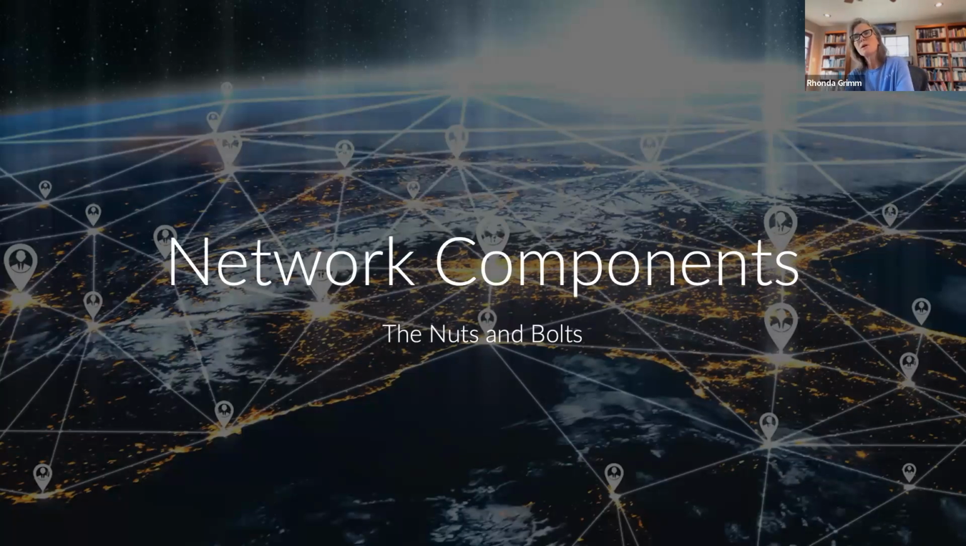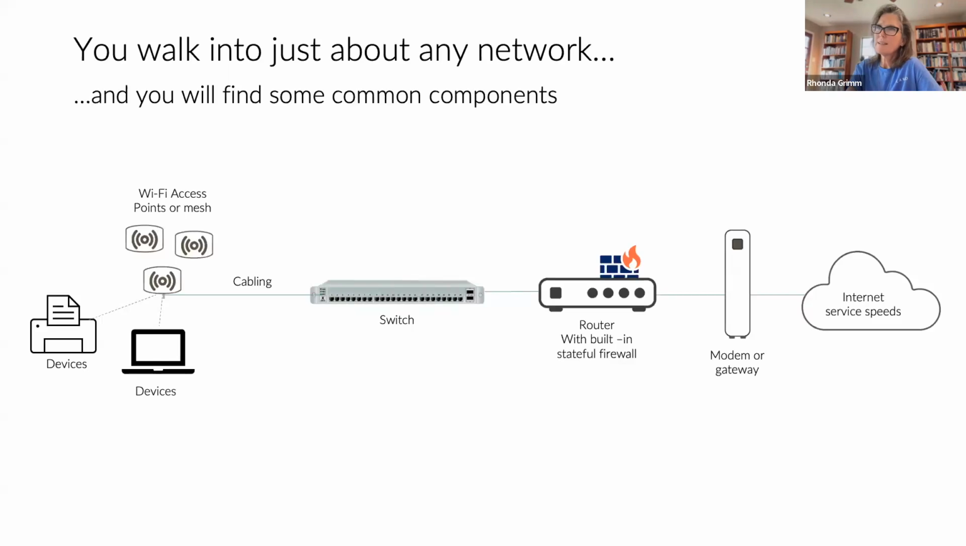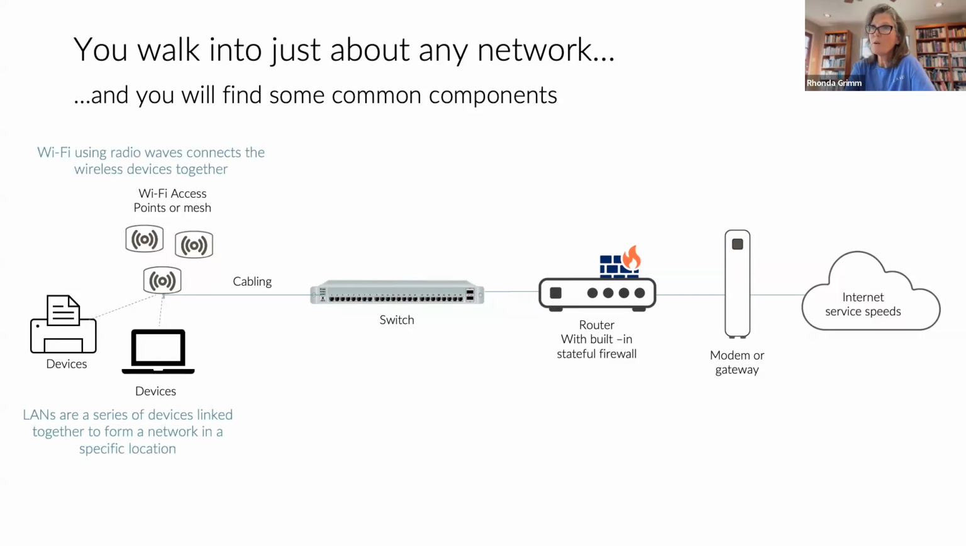So networking components, kind of the nuts and bolts of networks. You've got your devices, your Wi-Fi access points or your mesh, some cabling, a switch, a router, a modem, and then the path out to the internet. So let's look at some of these. LANs are a series of devices linked to form a network.